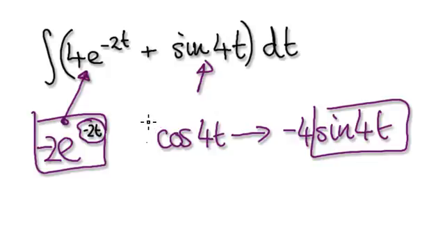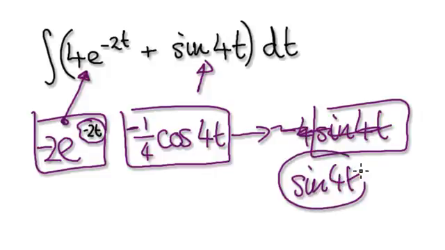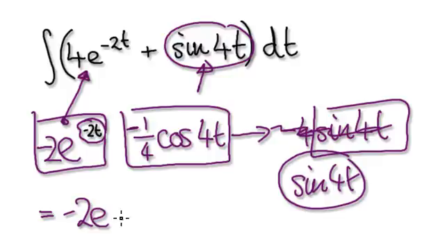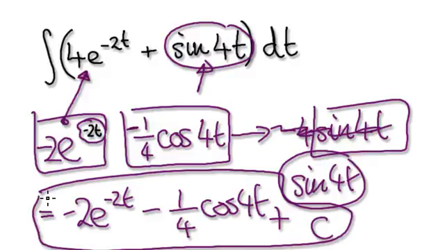So our adjustment should be minus a quarter here. Making this adjustment here would now give us sine 4t, which matches up perfectly with this. So overall the answer here will be minus 2e to the power of minus 2t, and then minus a quarter cos 4t plus c. Okay, so this here is our final answer.